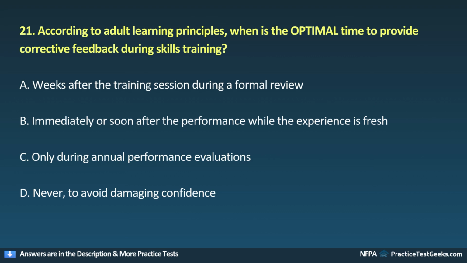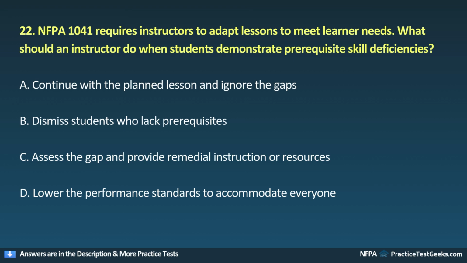21. According to adult learning principles, when is the optimal time to provide corrective feedback during skills training? A. Weeks after the training session, during a formal review. B. Immediately or soon after the performance while the experience is fresh. C. Only during annual performance evaluations. D. Never, to avoid damaging confidence.